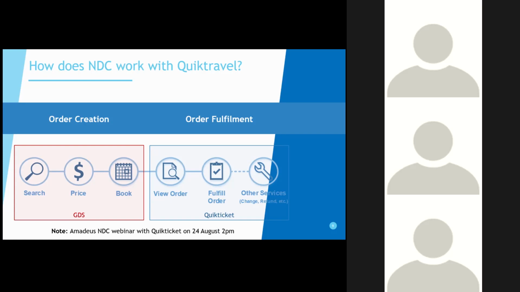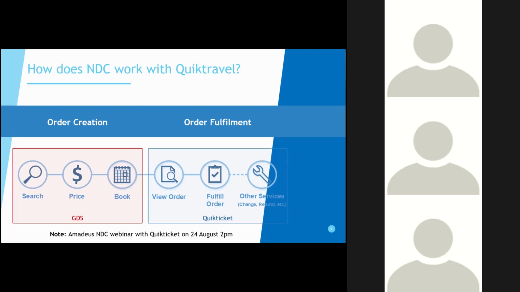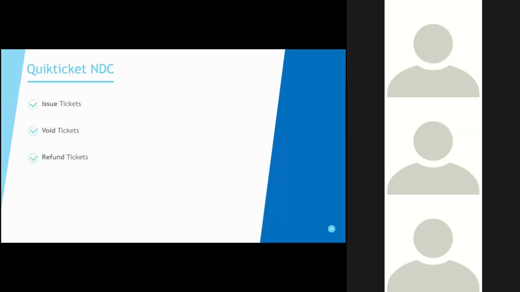So what can Quikticket do with an NDC order? These are some of the Quikticket NDC features. As you can see, Quikticket will allow you to issue, void and refund NDC tickets on Sabre, Amadeus and Travelport. In the months ahead, you will also be able to reissue tickets, including the ability to reshop for alternative fares. We'll let you know more in due course.